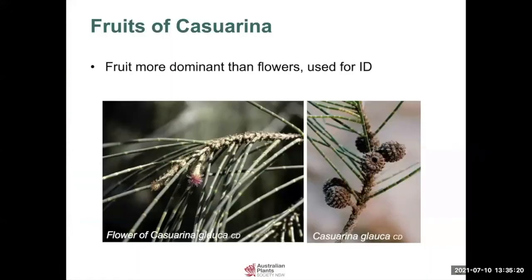And then we have things like Casuarina, where you really don't take much notice of the flowers at all. It's really the fruit that is more dominant, and it's the fruit that's used for ID of many of the species, the shape, the size, whether there are points on the end of the fruit or not.